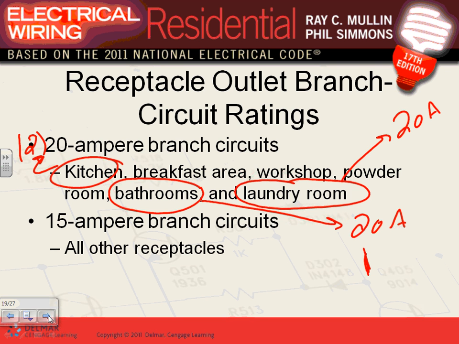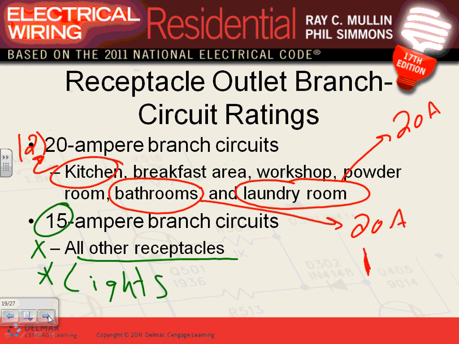Any questions, guys, about that? That will help you lay out your receptacles as we go through. Now, 15 amp circuits. On the 15 amp circuits, you're going to do all your receptacles as well as all your lights. All receptacles excluding these, and all lights, are going to be 15 amp circuits, number 12, number 14. Any questions about these circuits?